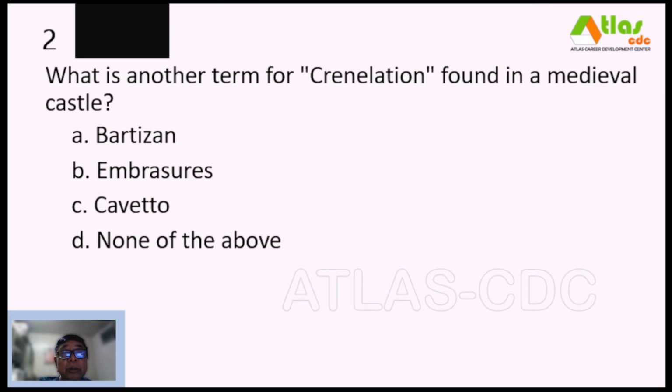Number 2. What is another term for crenellation found in a medieval castle? A. Bartizan, B. Embrasures, C. Caveto, and D. None of the above.